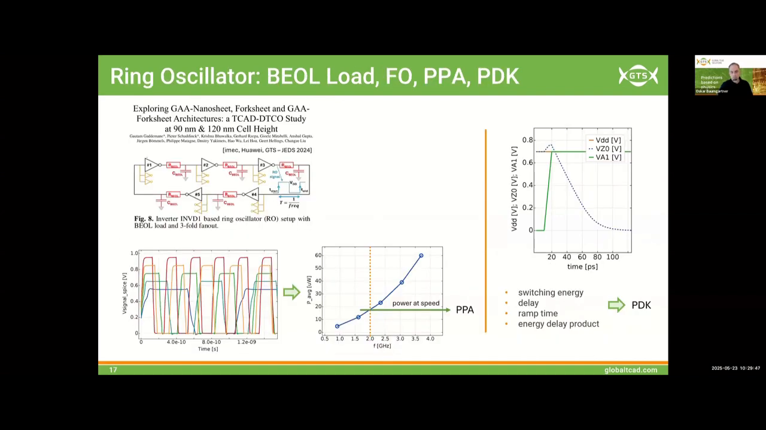Putting all those components together, we can run a SPICE simulation with different circuits and then carry out studies like ring oscillator, power performance studies, and then we can extract the key values that are really relevant for the designers afterwards if you want to go to block level or system level. So switching energies, delays, ramp times, energy delay products, all the things that would end up in a PDK and basically be the core components of a design.